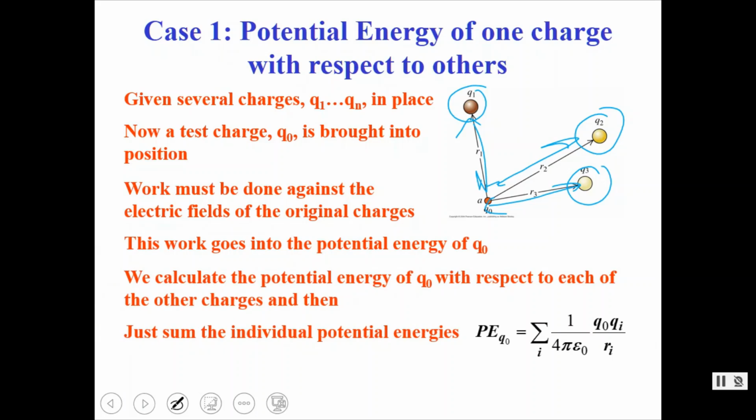It would look something like this. Your potential energy of Q0 would just be the sum of 1 over 4 pi epsilon naught times Q0, which is your test charge, times each of these Qi. So Qi could be Q1, so you do 1 over 4 pi epsilon naught Q0 Q1 over r1, plus the next one, and the next one, and so forth. You just add them up. That's not tricky. But remember, the potential energy is a scalar value, and it can be positive or negative, but it is a scalar.